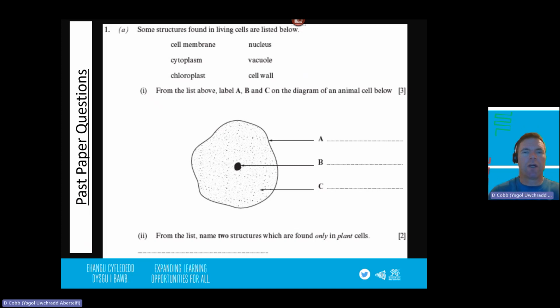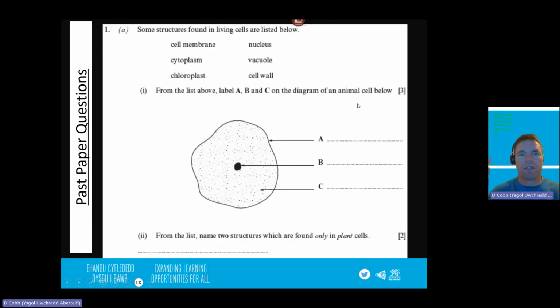Okay, so this is quite a low level activity because it's giving you the words to fill in. It's giving you a very simple diagram of a cell. It tells you it's an animal cell as well. So by telling us it's an animal cell suggests that we're definitely not going to see chloroplast, we're not going to see cell wall, we're not going to see a vacuole.